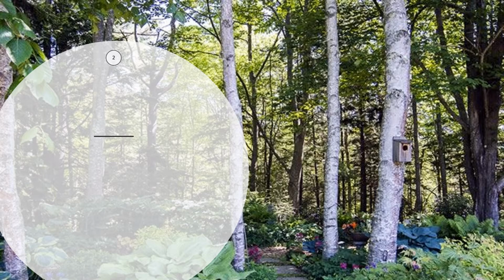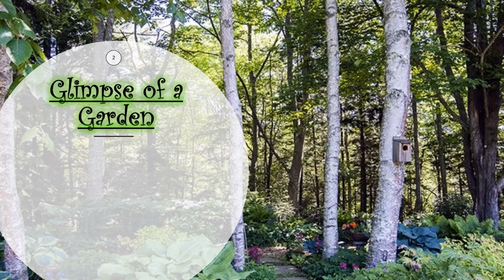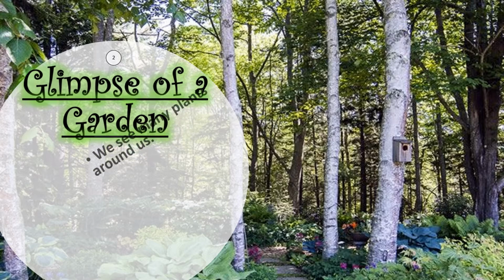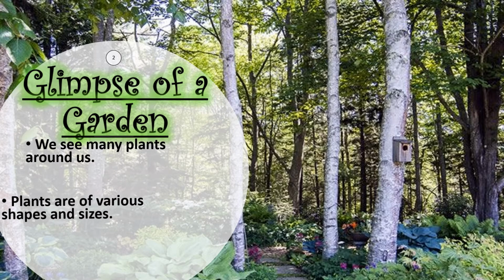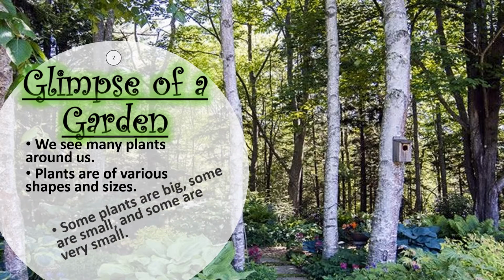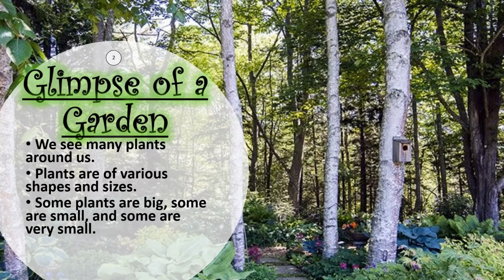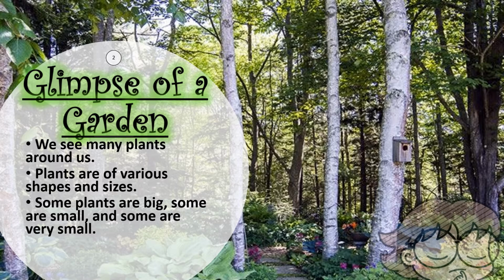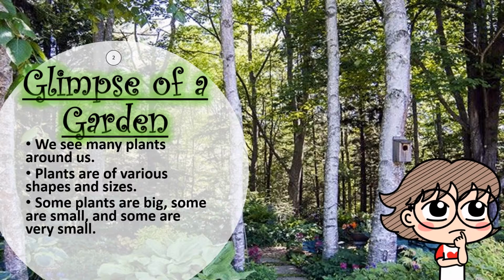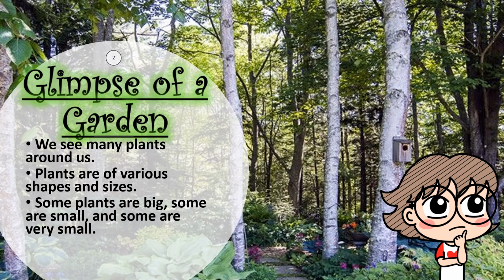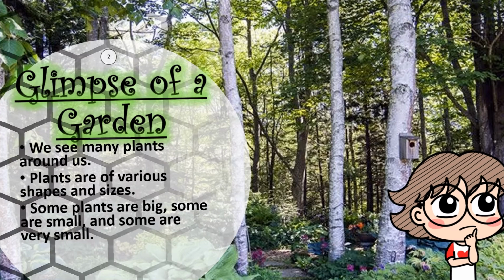Let's peep into the garden again. What do we see in there? We see many plants around us. Plants are of various shapes and sizes. Some plants are big, some are small, and some are very small. You know, children, I really wonder whether these groups of big, small, and very small plants have any names? I'm sure they do. Let's find out.